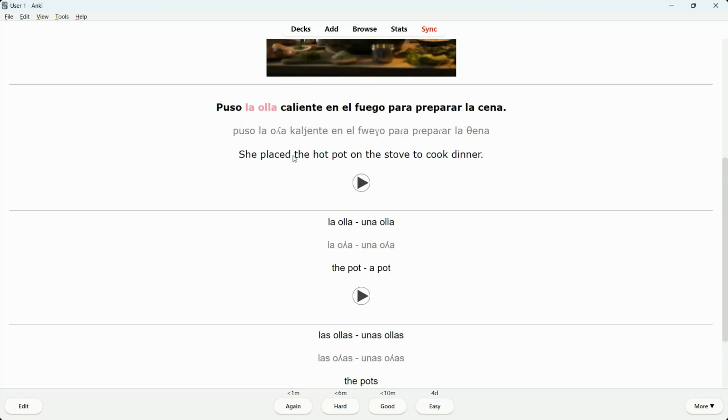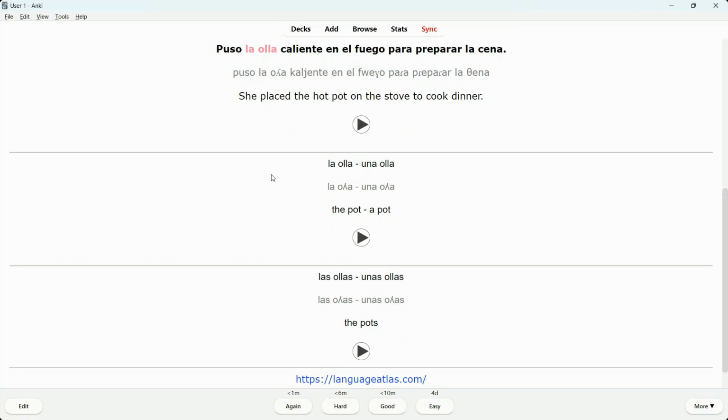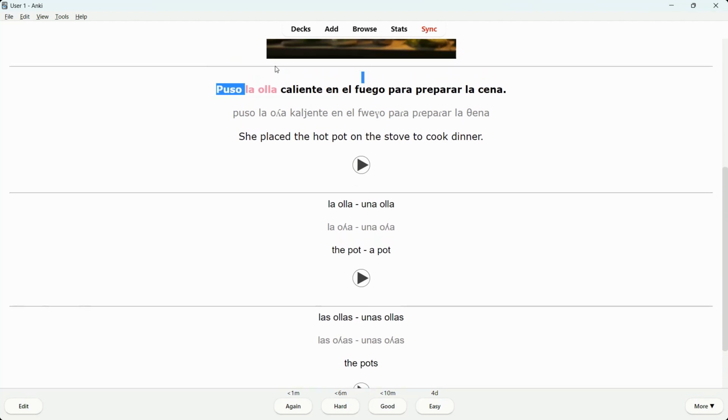Las ollas, unas ollas. Great. So again, I would like to note that even if you get the Latin American Spanish version, in terms of structure, it is the same thing. We have the sentence area over here, we have the singular area over here, we have the plural area over here. IPA notations are there, translations are there, Spanish is there. And again, masculine nouns are in blue, feminine nouns are in pink.